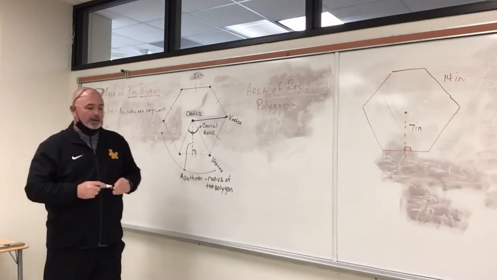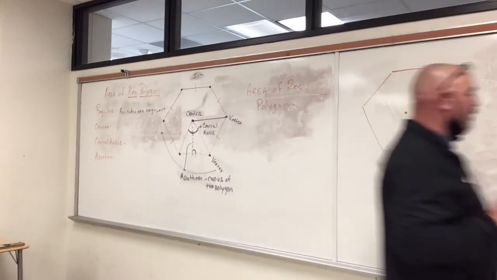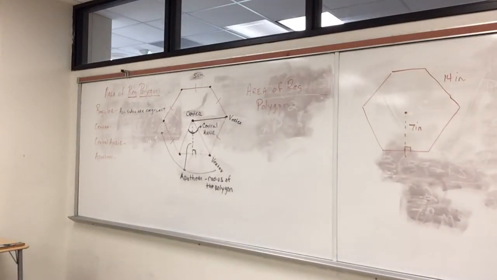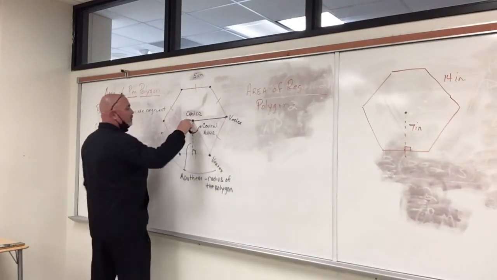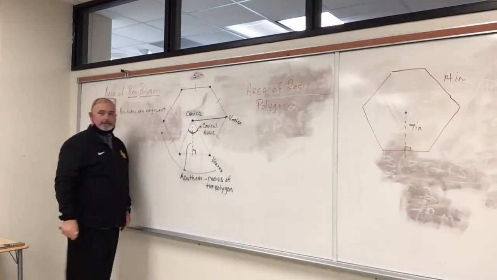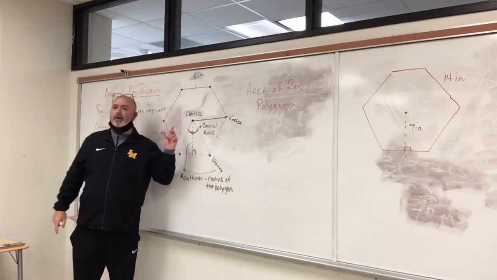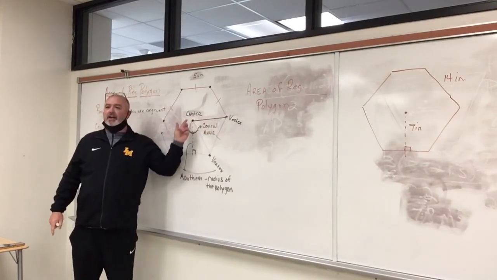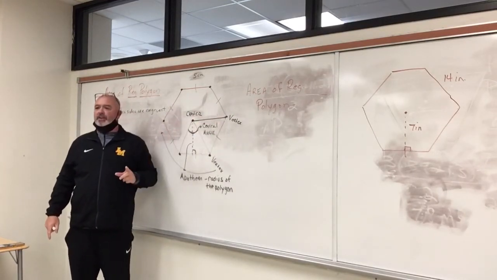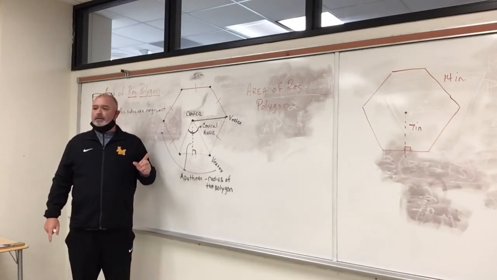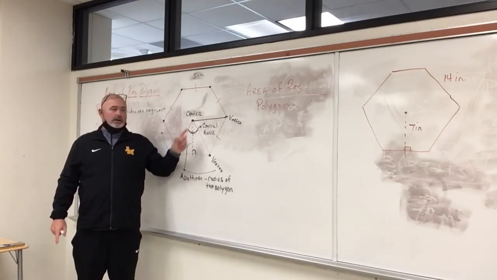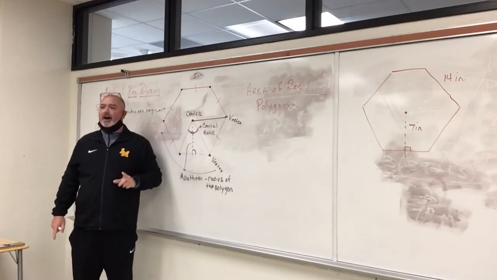Now, lots of people get this confused, so I don't want you to get confused. Let's look at this black line from the center to this vertex again. That is not an apothem. For those of you that have your phones out, I'm fixing to take them away. From the center to the vertex is not an apothem.